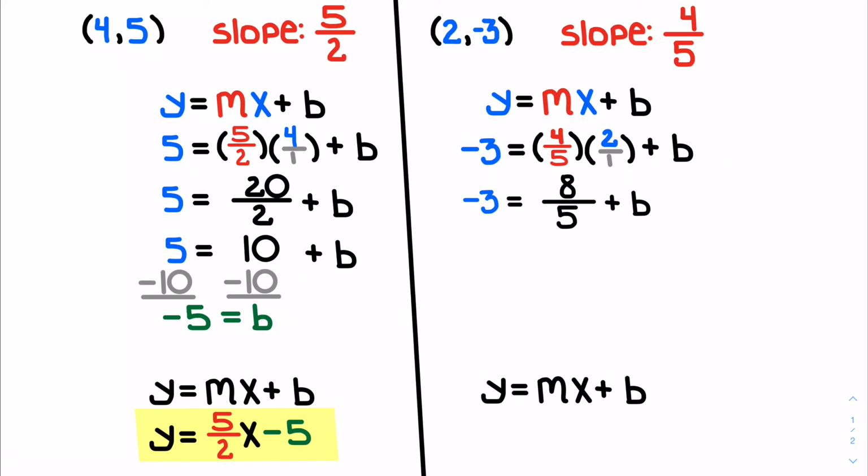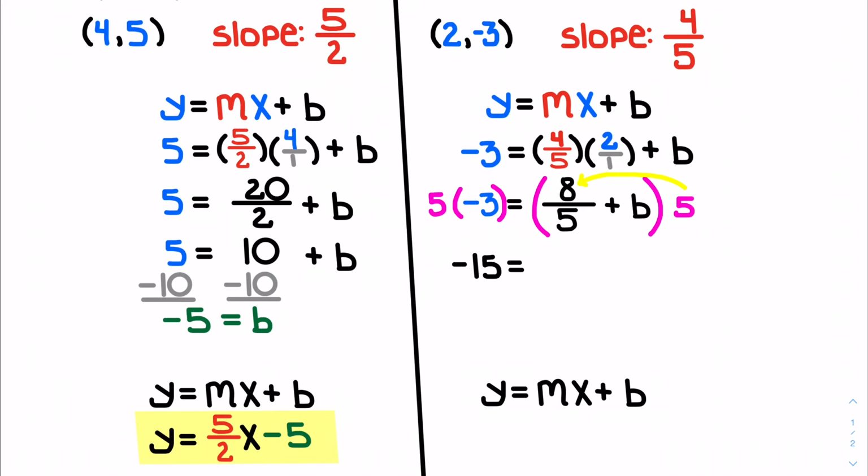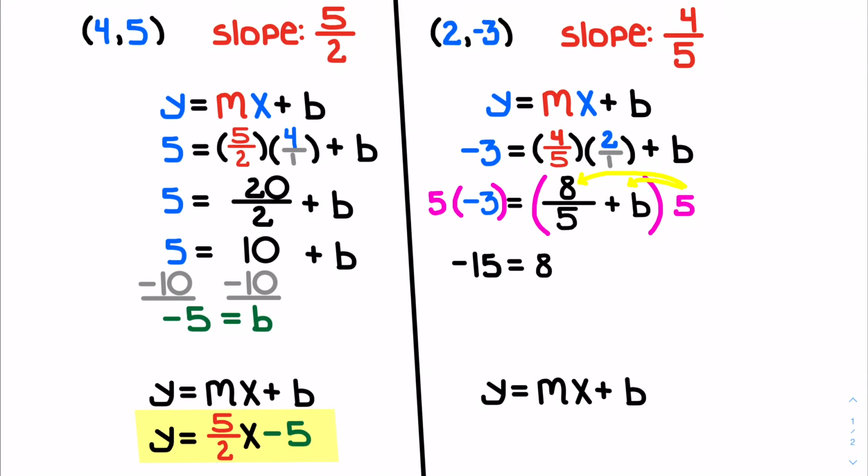Once we get to this step, it's common for students to cringe because they would rather not subtract 8 over 5. To avoid having to subtract fractions, what we can do is multiply both sides by the denominator. So in this case, let's multiply both sides by 5. On the left side, 5 times negative 3 is negative 15. Now let's distribute the 5 through, and when you multiply 5 times 8 over 5, the 5's cancel and we get just 8. Then 5 multiplied by b is plus 5b.